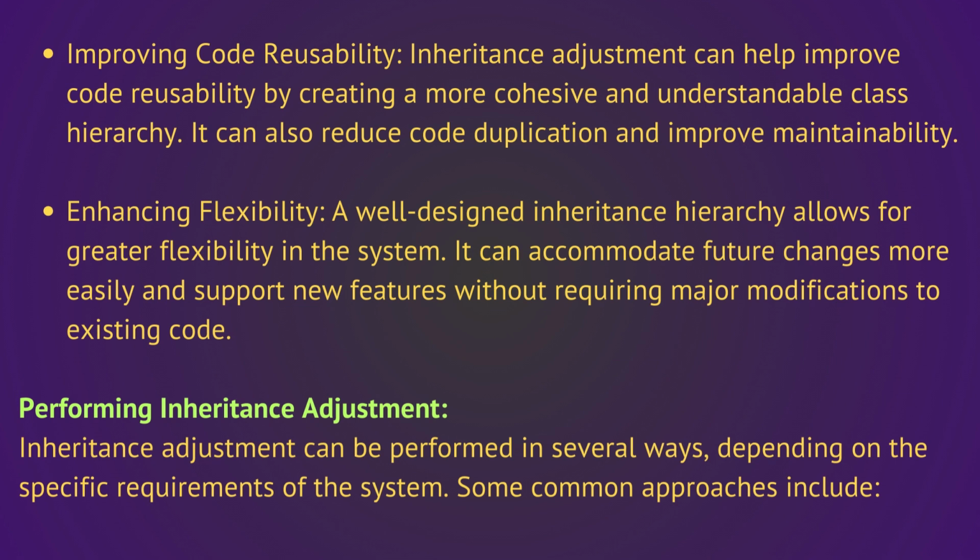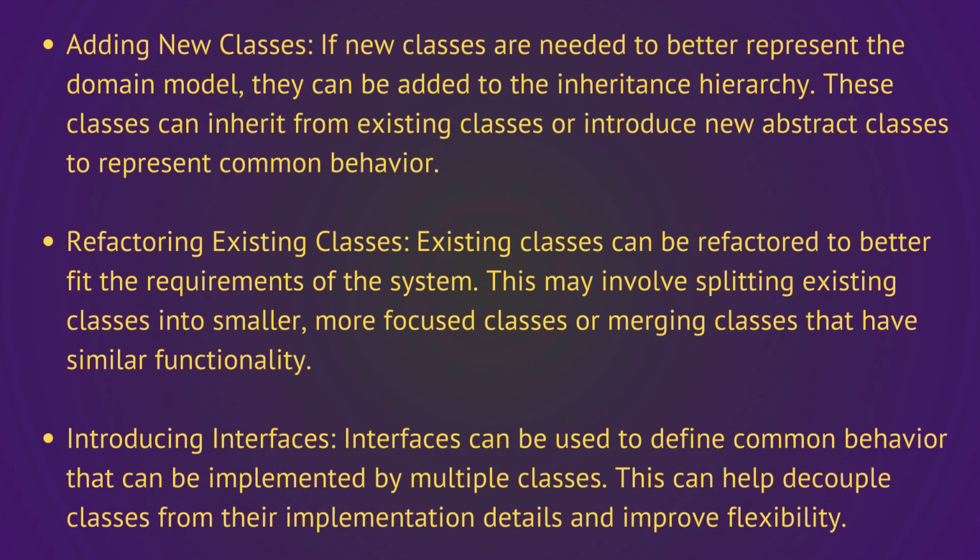Performing inheritance adjustment. Inheritance adjustment can be performed in several ways, depending on the specific requirements of the system. Some common approaches include adding new classes. If new classes are needed to better represent the domain model, they can be added to the inheritance hierarchy. These classes can inherit from existing classes or introduce new abstract classes to represent common behavior.